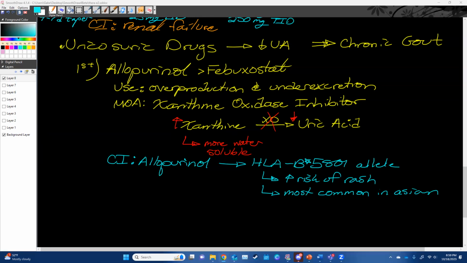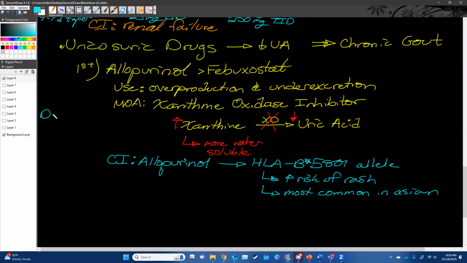In terms of dosing, for allopurinol, we're going to do 100 QD going up to 300 to 600 QD. And then for febuxostat, it is 40 milligrams to 80 milligrams.